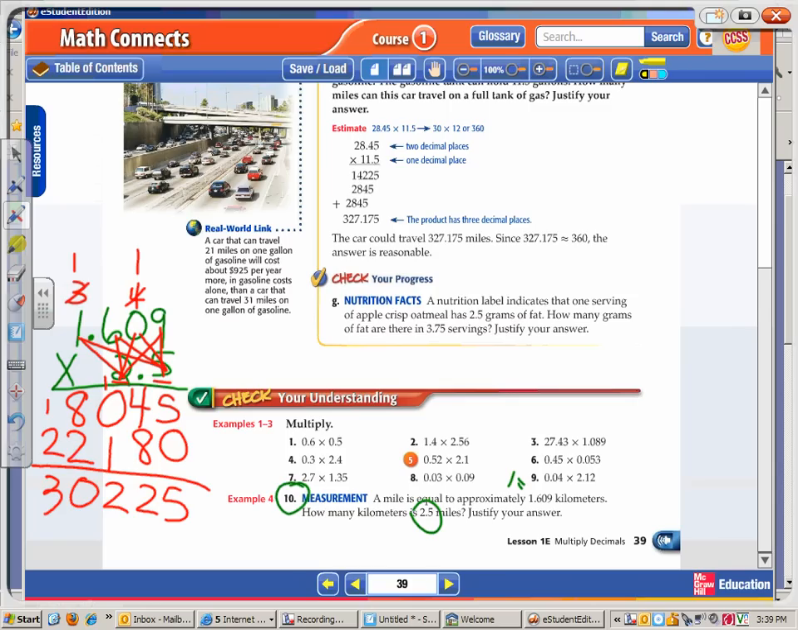Okay. Now pay attention to how many decimals you have. All right. 1, 2, 3, 4 decimal places. Okay. 1, 2, 3, 4. Put your decimal here. Okay, so 2 and 5/10 miles is approximately 3 and 225 ten-thousandths kilometers. Right?